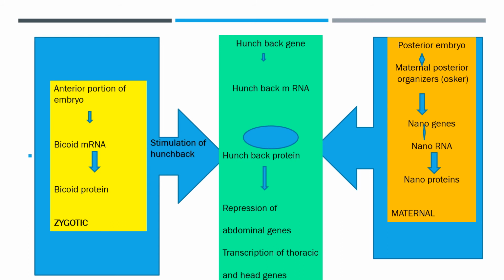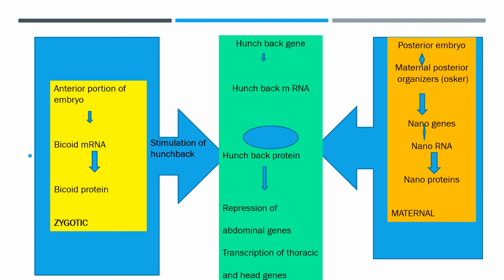These are the maternal genes, which are found in the egg before fertilization or during the process of oogenesis. These genes are the oskar genes and the nanos genes. And bicoid genes are also maternal genes, but after fertilization they are transcribed into messenger RNA and form the bicoid proteins.